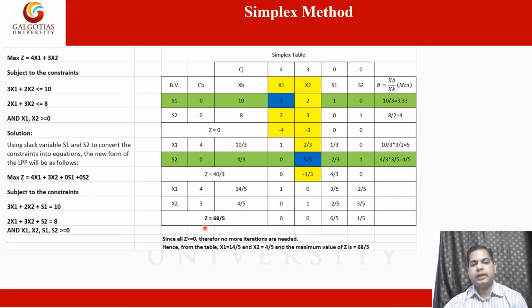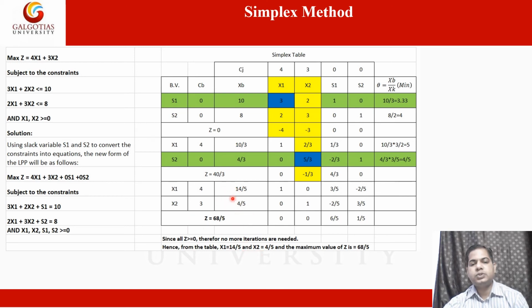So from this table, as I told you, the xb column is my solution column. So I will find out the values of x1 and x2 from this column. Now how do x1 and x2 come? From this table again I have to find out which one is giving me the identity matrix. So x1 is giving me the first column, so x1 is here, and x2 is giving me the second column, so x2 is here. If we compare these basic variables with the xb column, this comes out to be x1 equal to 14 by 5 and x2 equal to 4 by 5.